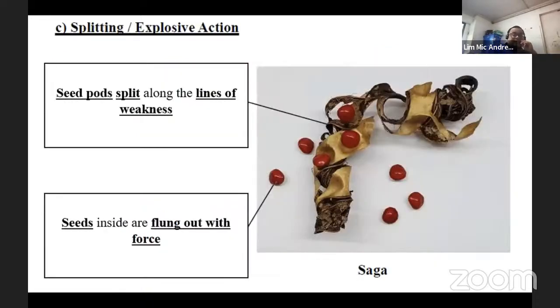Next, the third method of dispersal is by explosive action. That is the saga seed here, whereby the fruit will explode. The seed pod will split along the line of weakness, and the seeds inside will be flung out by force.